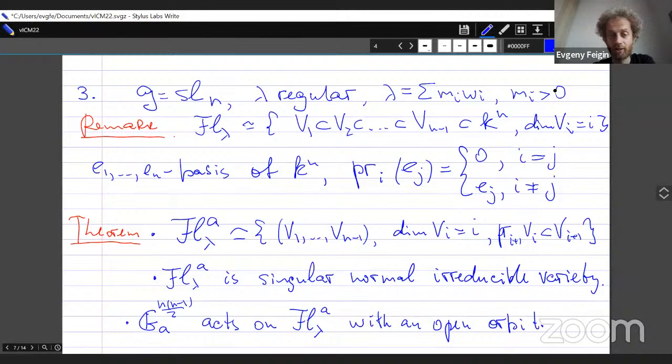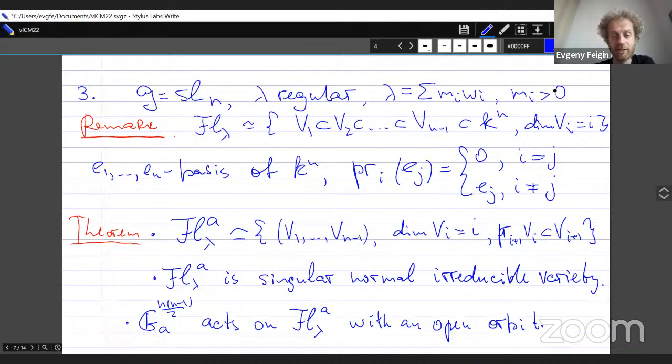For example, for regular lambda, the classical flag varieties are formed by collections of embedded subspaces: V1 sitting in V2 up to V_{n-1}, and they are all subspaces of an n-dimensional vector space. The dimension of Vi should be just i. So they are just collections of embedded subspaces. The theorem, which we are going to formulate in a minute, produces an analog of this description.